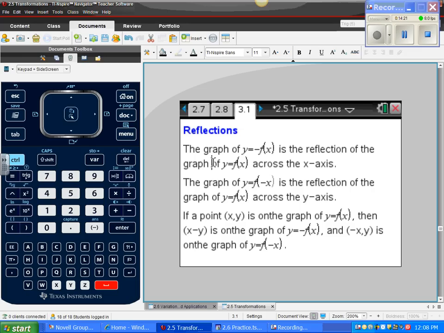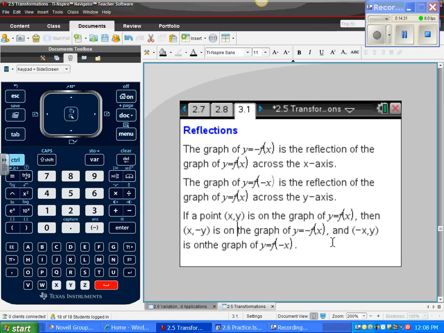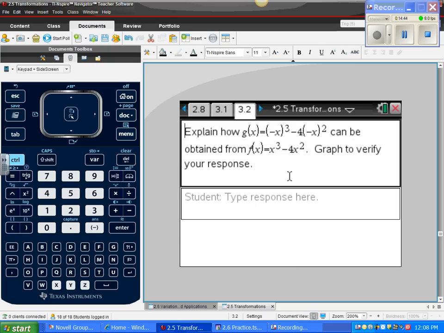If a point (x, y) is on the graph of y equals f of x, then (x, negative y) is on the graph of y equals negative f of x, and (negative x, y) is on the graph of y equals f of negative x. Okay, so we're going to make this easier for you. Okay, we're going to take it apart piece by piece.